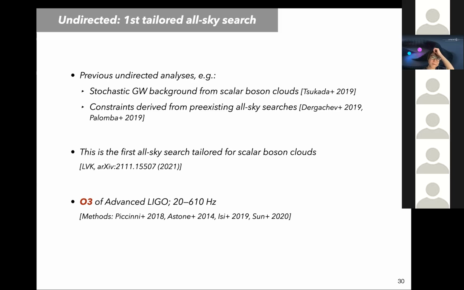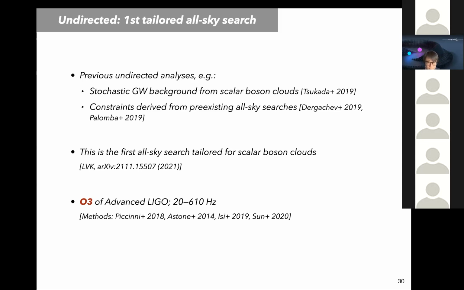Those are also different because the previous continuous wave searches are designed for continuous waves from spinning neutron stars. Although the signal morphology is very similar, the parameter space is slightly different, like the spin-up range or spin-down range. And these constraints are actually not optimized for these systems. And the search we carried out in the O3 run is the first search customized for the scalar boson clouds, and all these configurations and parameter space are optimized for these signals.